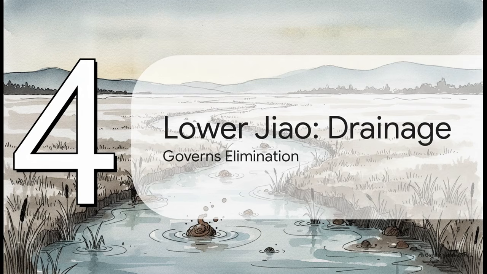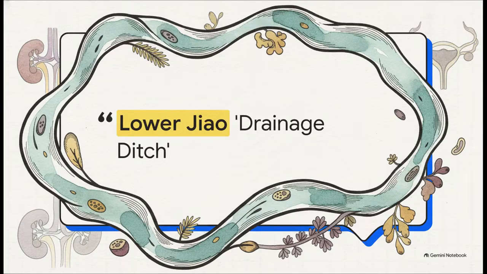Section 4, Lower Jiao, the drainage ditch governing elimination. Okay, drainage ditch definitely doesn't sound glamorous, but it is absolutely vital. This zone governs elimination and reproduction. Its main job is doing the heavy lifting of separating the pure fluids from the impure wastes and making sure that waste actually leaves the body.